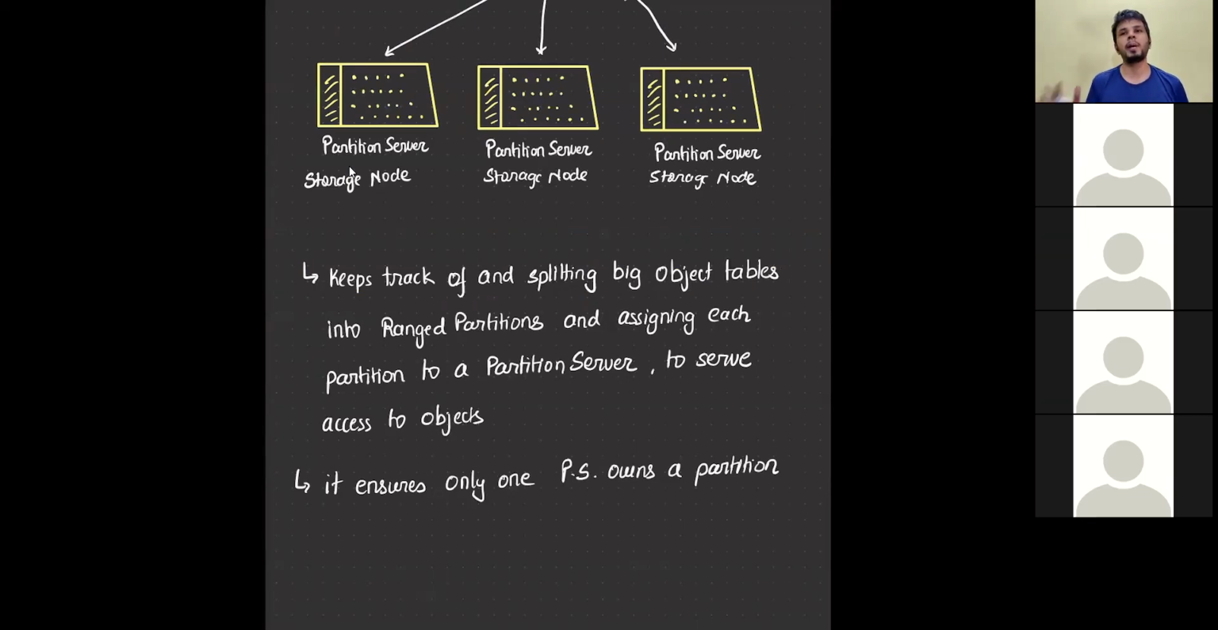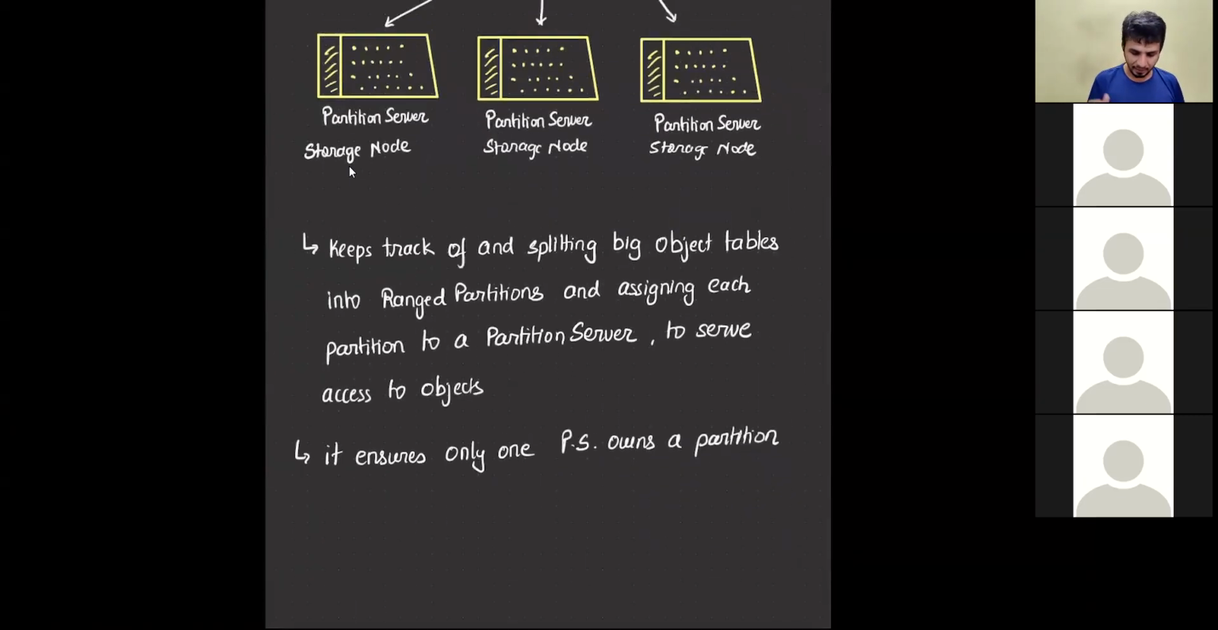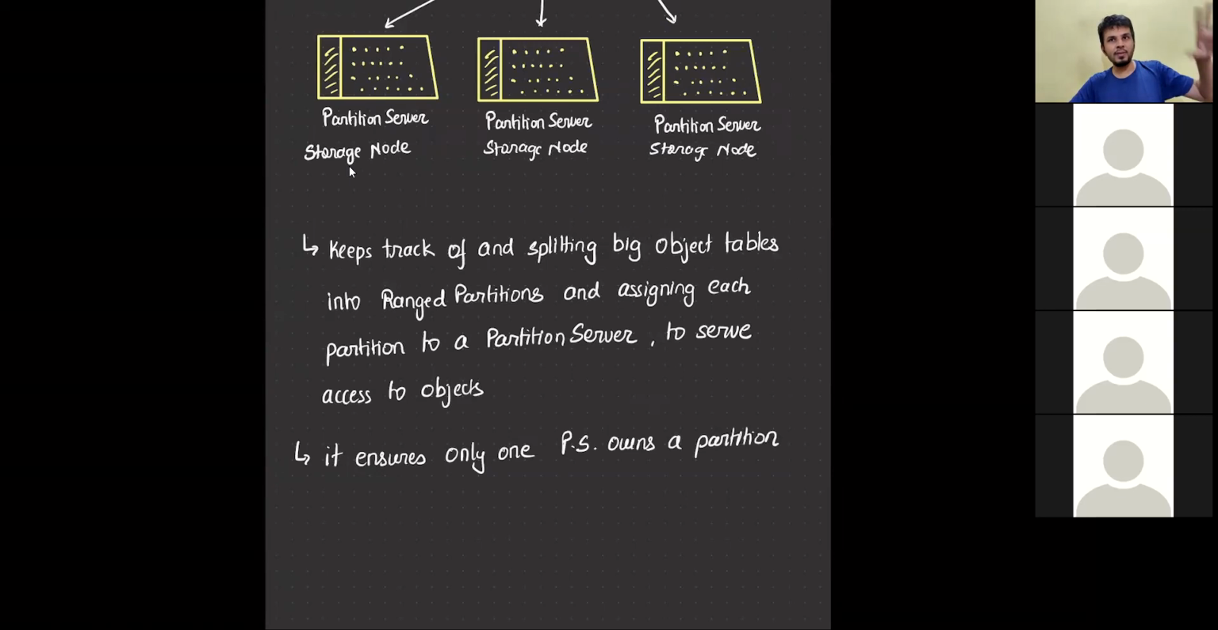The job of the partition manager would be to keep track of and split big object tables into range partitions, and assign each partition to a partition server to serve and access those objects. So basically, every API server would have to reach out to a partition manager. Let's say your user made a request, give me this file from this bucket. Where would this request be forwarded? The request came to an API server, and now it would be forwarded to a partition manager.